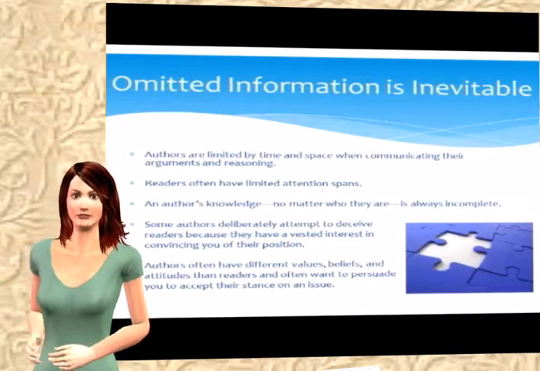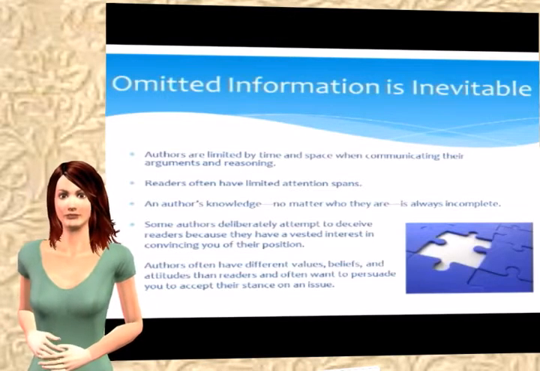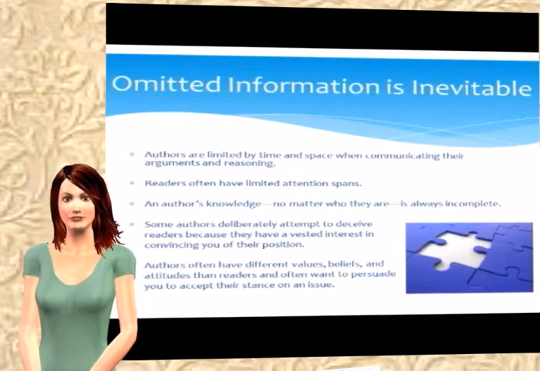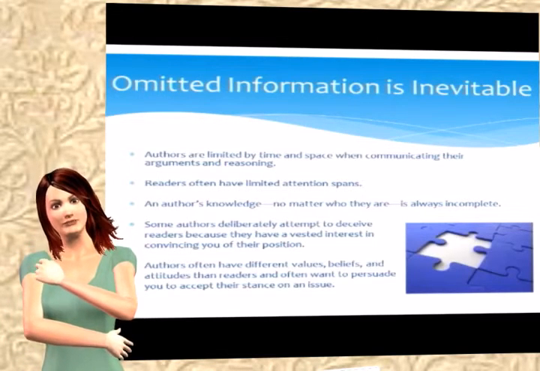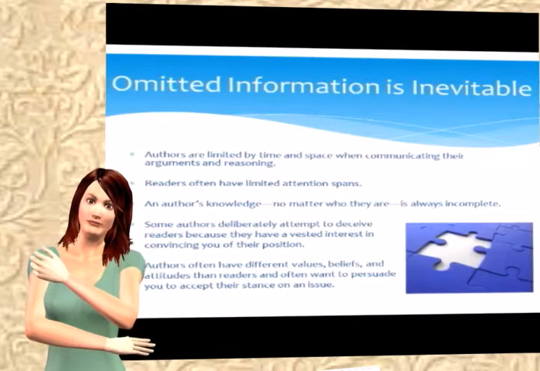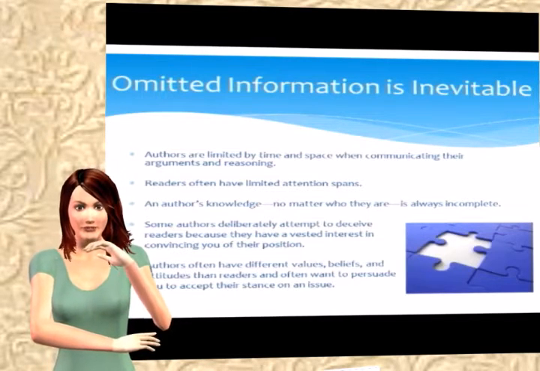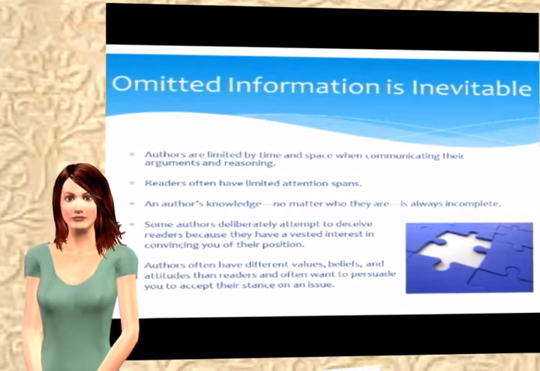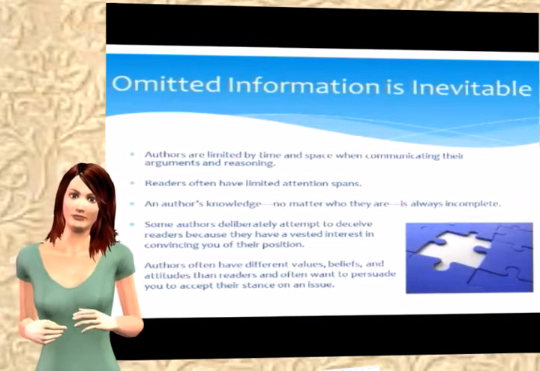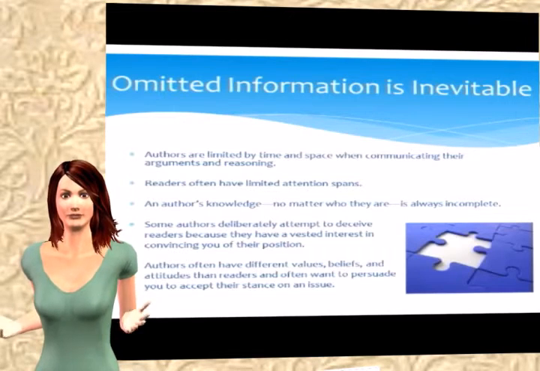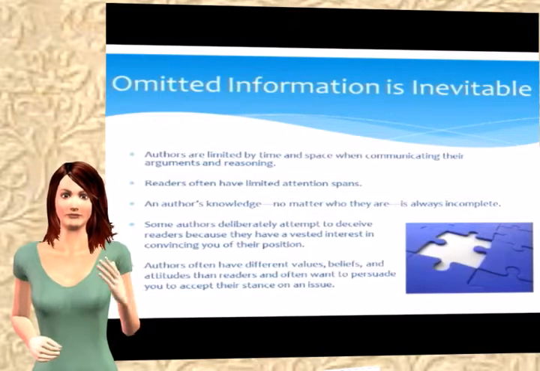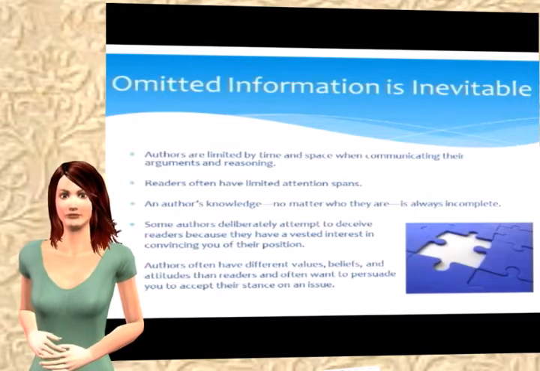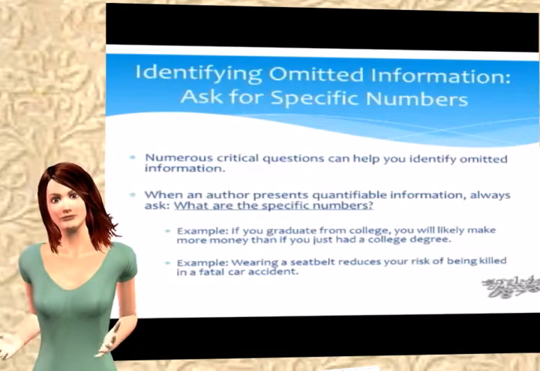And finally, authors will often have different values, beliefs, or attitudes than we do as the readers. And because their goal is to persuade us to accept their stance on the issue, what they're going to often do is highlight certain things that align with their values, beliefs, and attitudes, and downplay or completely omit information that doesn't align with how they think about a particular issue. So for all of these reasons, it's inevitable that there's always going to be omitted information in any kind of argument, no matter who the author is.